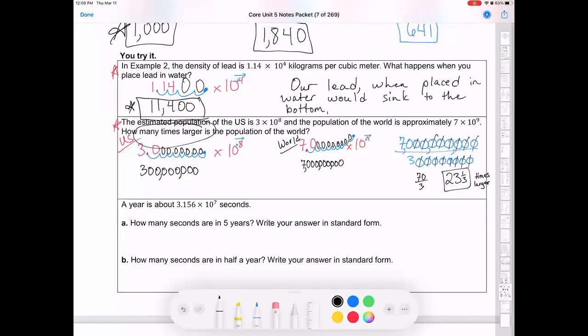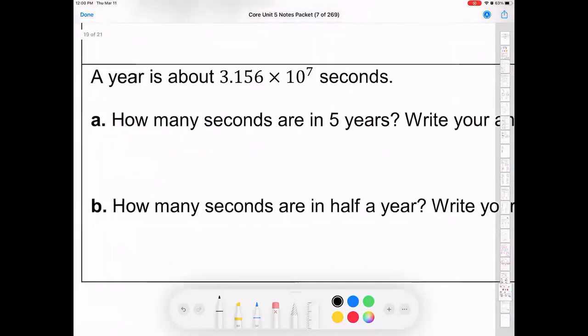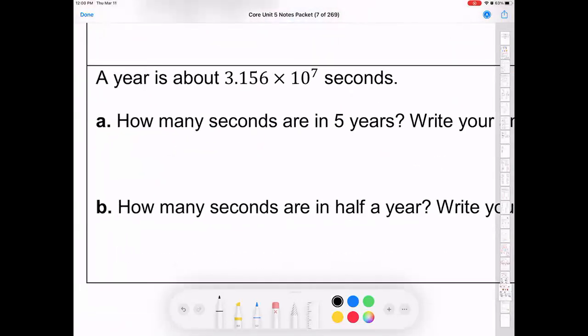All right, next up, we're looking at a year is about 3.156 times 10 to the 7th seconds. So the question becomes, how many seconds are in 5 years? What we can go ahead and do is find out what this standard value is. So we have 3.156 times 10 to the 7th power.